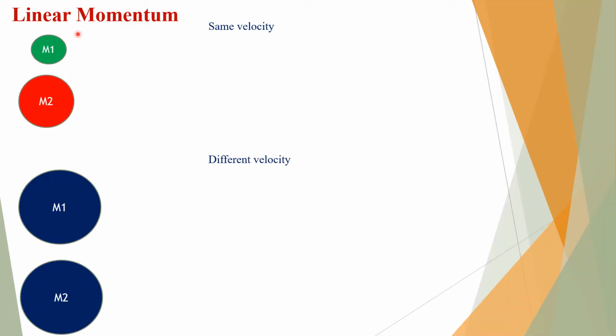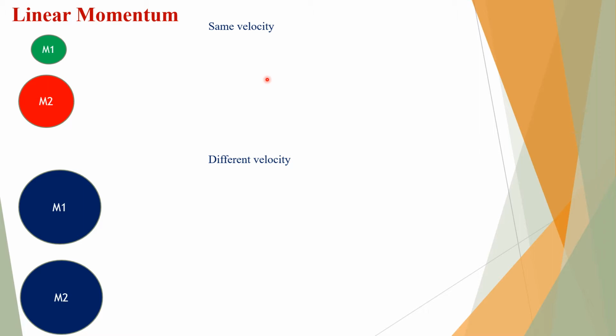Today's topic is linear momentum. Here you can see two objects. Object 1 is m1 and object 2 is m2, and their masses are different, but they have the same velocity.